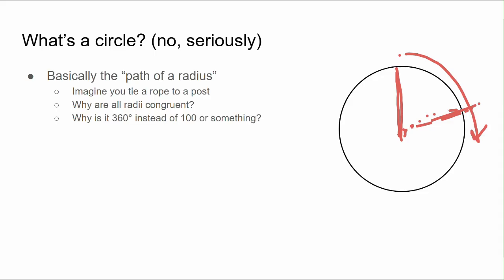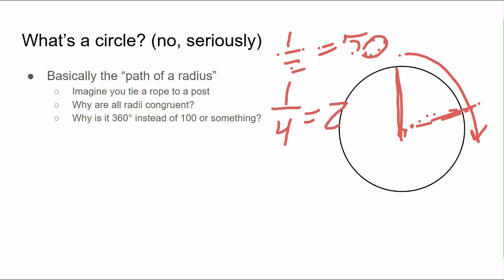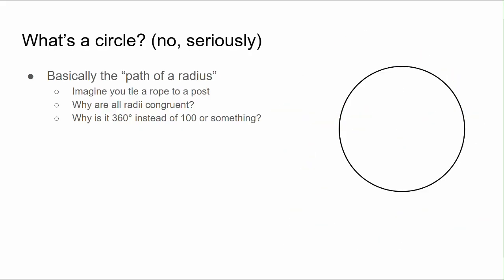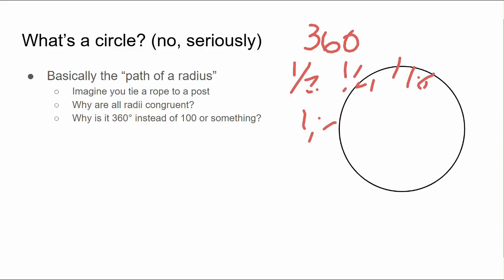And why is it 360 degrees instead of like 100? I don't know the historical answer, but if you think about divisions of 100, half of 100 is 50, a quarter is 25, and an eighth is 12.5, and after that it gets into weird numbers. With 360, you can get a half, quarter, eighth, a third, a sixth. All of those are even divisions.